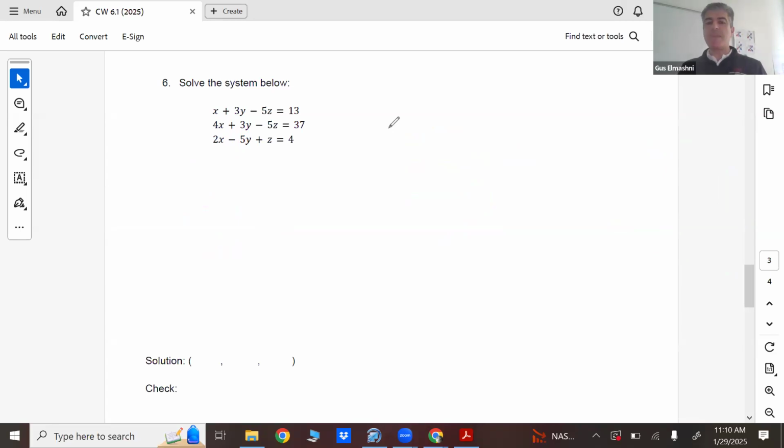All right. So what do you guys think about this one here? This is gonna be a little tricky. Do you guys have ideas of how I can approach number 6? So you want to get z by itself in the third equation? That's a great idea. Thank you. I love that idea.